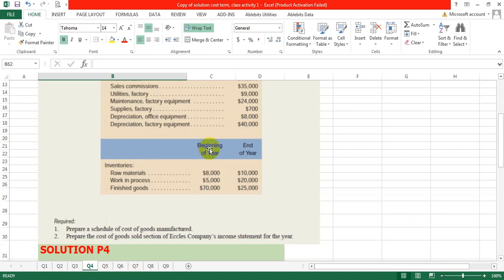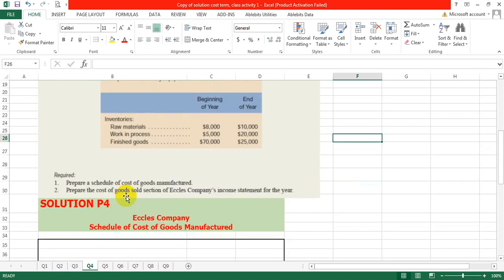Data for the beginning and the end of the year: inventories, raw material 8,000 and 10,000, work in process 5,000 and 20,000, finished goods 70,000 and 25,000. We know that we have three types of inventory in manufacturing: raw material, work in process, and finished goods. I'm repeating again because these are the three inventories we have in manufacturing, right? Raw material, WIP, and finished goods.